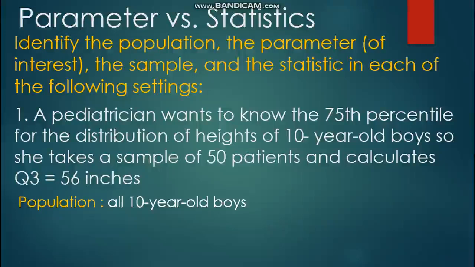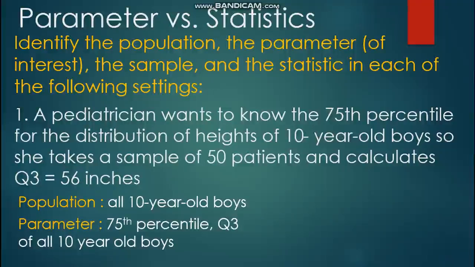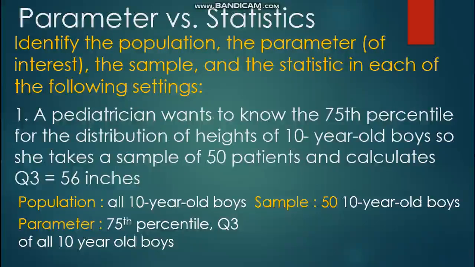While yung ating parameter ay yung quartile 3 or 75th percentile nung lahat ng 10-year-old boys. Okay? At ang sample natin dito, yung pediatrician ay nag-random sampling ng 50 patients. So yung 50 patients na 10-year-old boys, yun yung ating sample data. And the resulting numerical measurement from the sample data is our statistics, which is equal to 56 inches. Okay, so we have the second example.